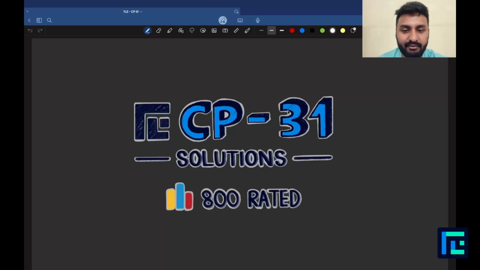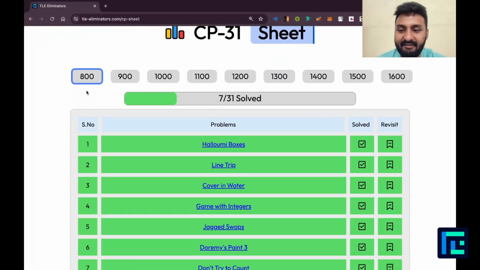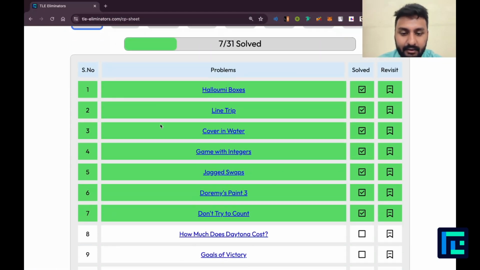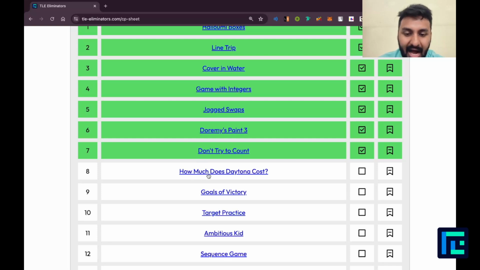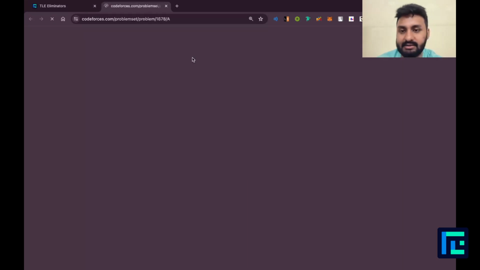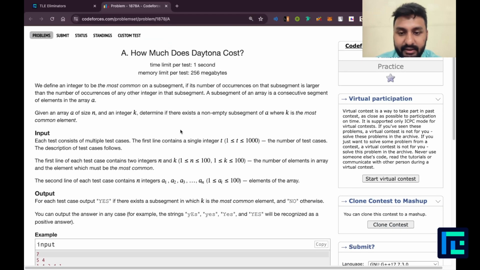Let's go. So I'll be moving on to my CP-31 sheet over here. I have marked off the 800 rated parameter and I'll move on to my 8th problem. How much does Daytona cost? Let me open this up. We'll quickly read the problem.